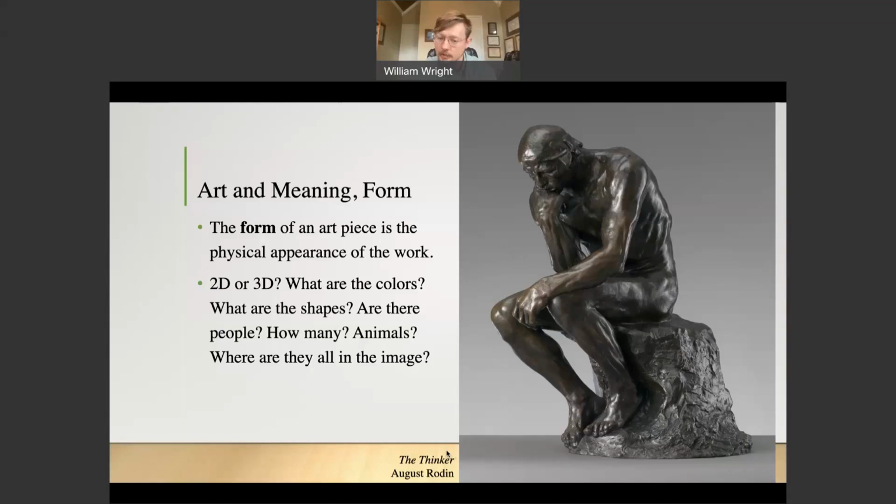This is the form. So we look here at this sculpture. The form is that it's a sculpture. It's 3D. It is made of bronze or some sort of metal. It is of a person. There is no color. They are sitting and they're thinking, right? It's The Thinker. That's what's going on. That's the form, right? That's the actual object that's in front of you.